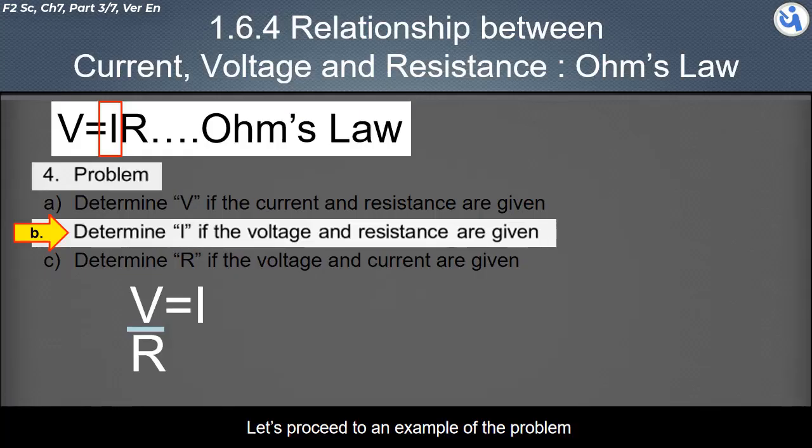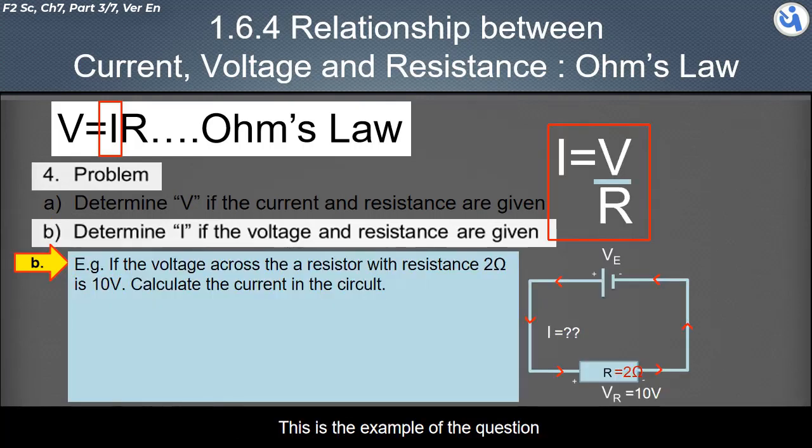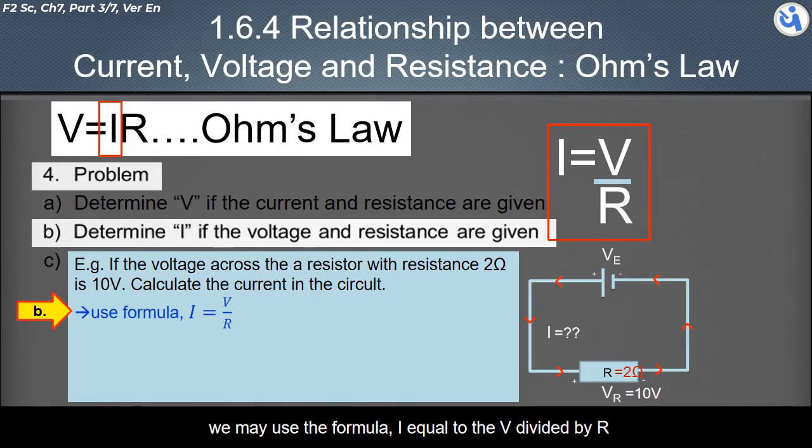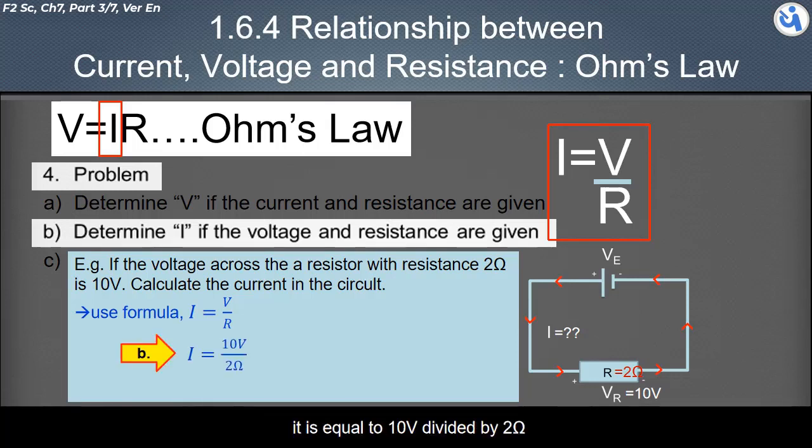Let's proceed to an example of the problem. This is the example of the question. If the voltage across the resistor, with resistance of 2 ohm, is 10 volt, calculate the current in the circuit. We may use the formula I equal to V divided by R. It is equal to 10 volt divided by 2 ohm. The current is 5 ampere.